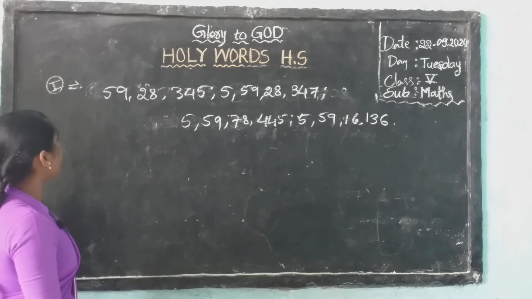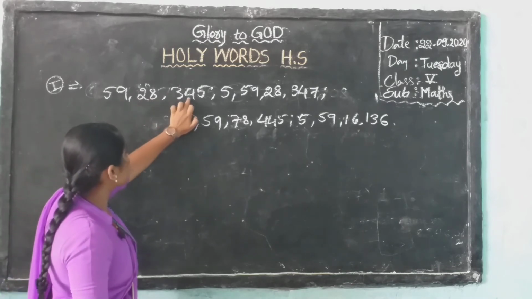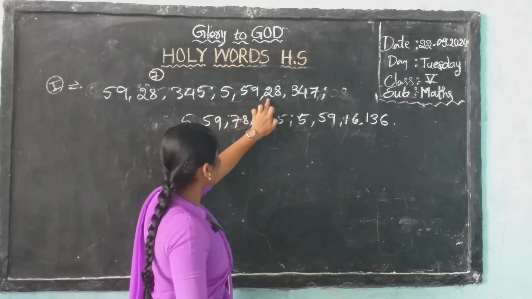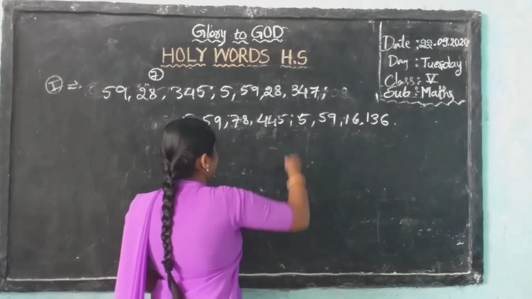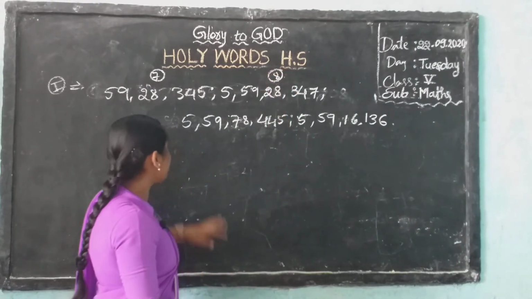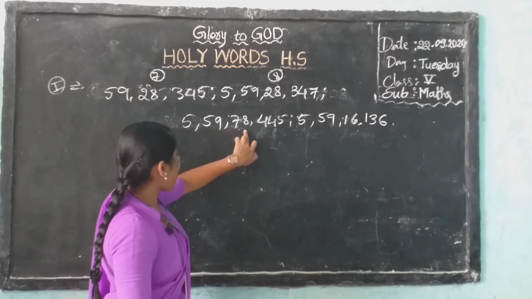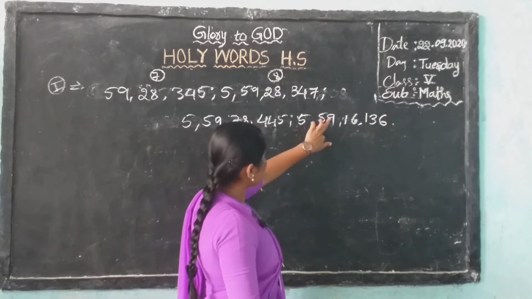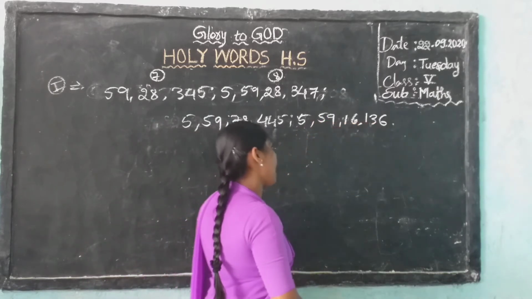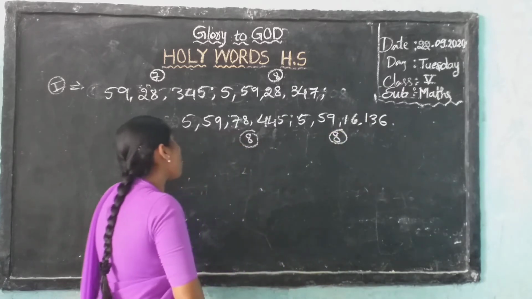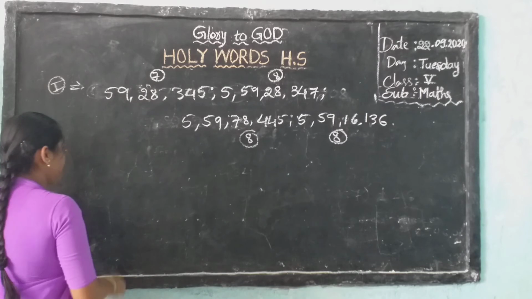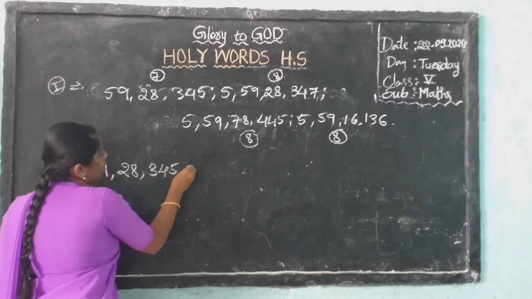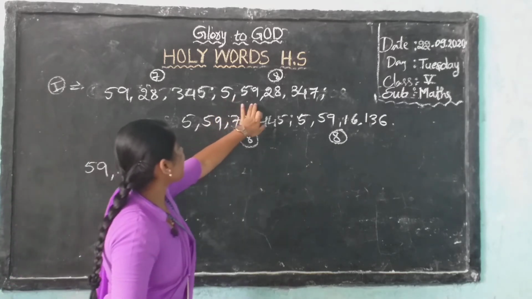So here, listen carefully Nana. 1, 2, 3, 4, 5, 6, 7: 7 digits. And here 1, 2, 3, 4, 5, 6, 7, 8: 8 digits. And here 1 to 8, this is also an 8 digit number. And here also 8 digits. So which is the smallest number here? This one, 59 lakhs 28,345.